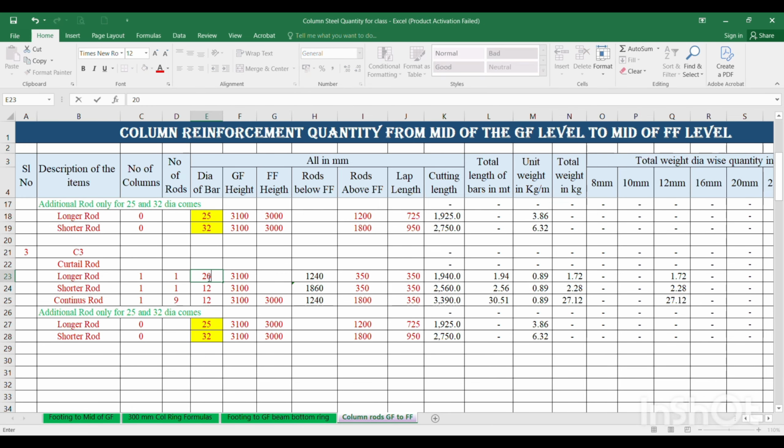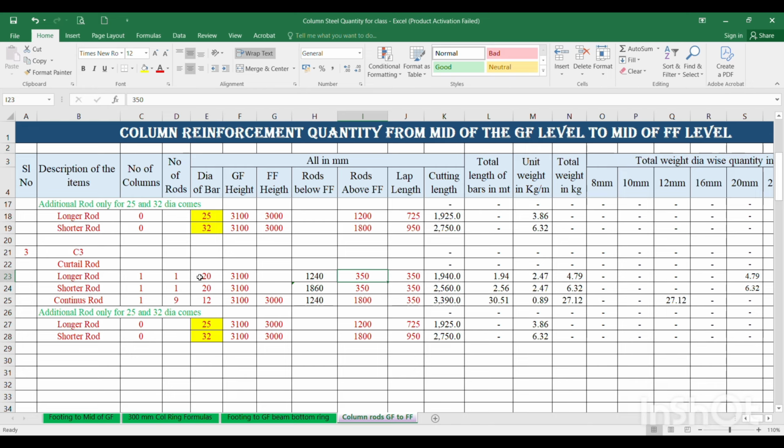And dia of rod is 20 and ground floor height is 3100, and first floor height will not come because this rod will not go to first floor. Only rod from below first floor level is 0.4 times of ground floor height and 0.6 times of ground floor height, and one lap length has to go from the first floor level.